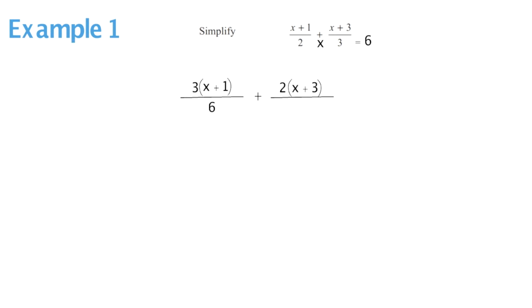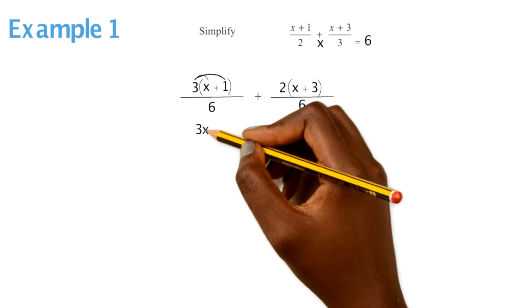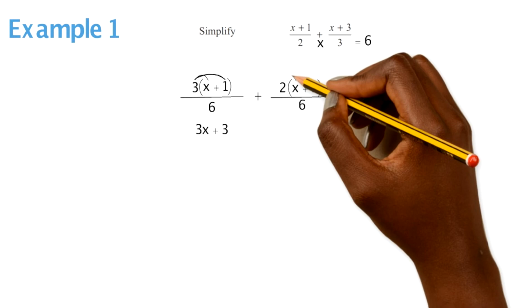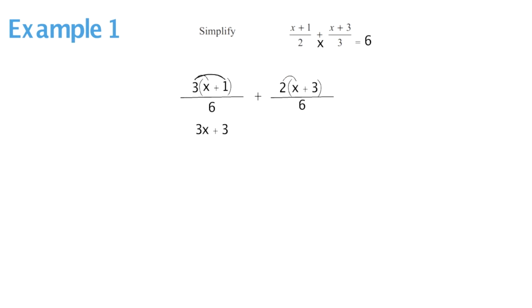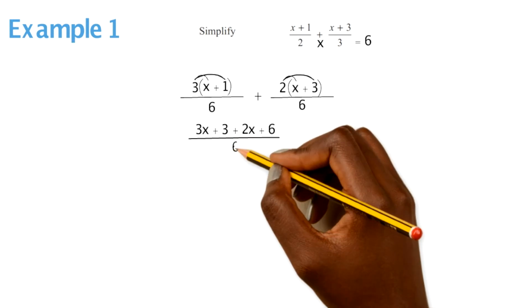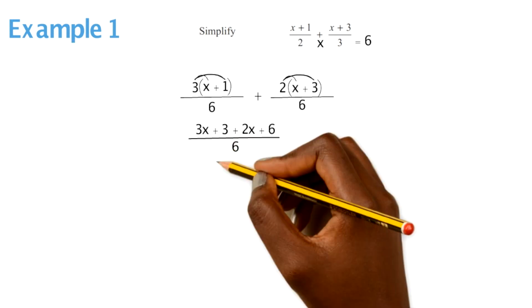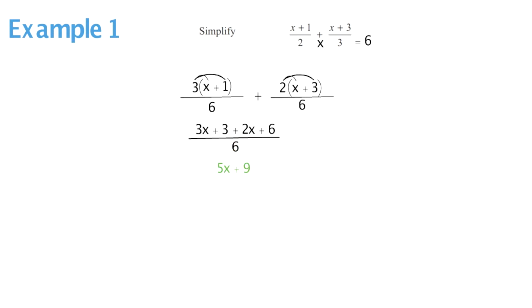Now that we've done this, the next step, remember, is to expand the single brackets. So that is going to be 3 times x plus 1, which will leave you with 3x plus 3. And then the other end will be 2 multiplied by x plus 3, which would leave you with plus 2x plus 6 over 6, our denominator. So now we've made it into a single fraction. Now we need to simplify our numerator, which would be 5x plus 9 over 6. And again, we can't simplify this even further, so we leave it like that.